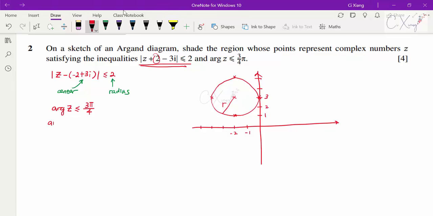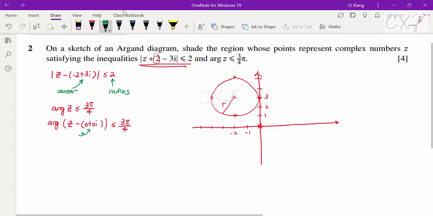Again, I want to rephrase it as argument of (Z minus a complex number). The complex number here will be 0 plus 0i, and it is smaller or equal to 3 pi over 4. So 0 plus 0i is actually the reference point for me to start sketching this locus. All right, so this is (0, 0). On the right hand side of (0, 0), I imagine there's a horizontal line, and I want to measure from this horizontal line 3 pi over 4 units. So 3 pi over 4 will be going in this direction.